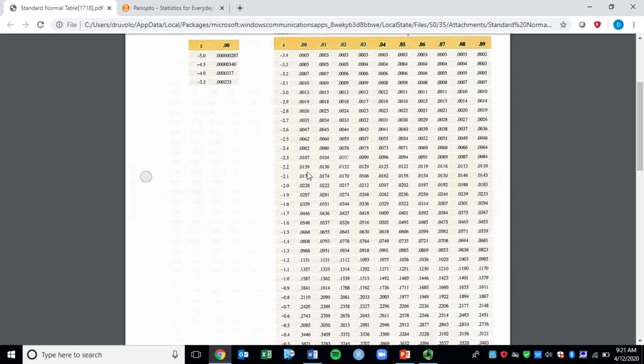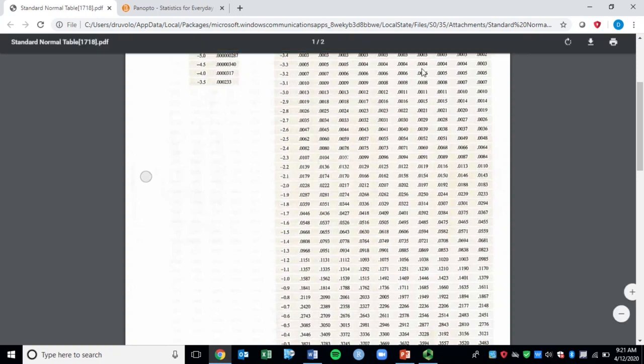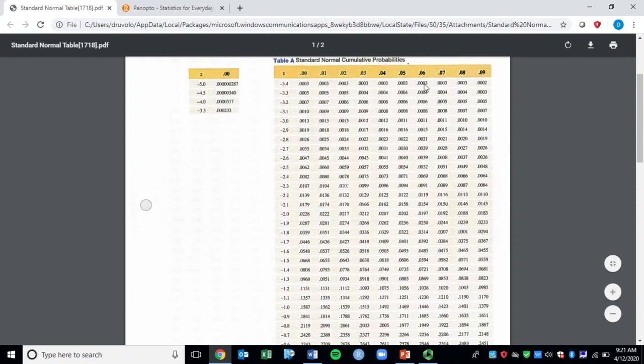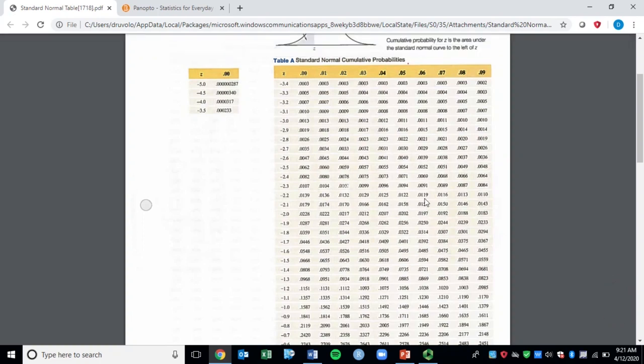Negative 2.2, and over here is 0.06. Negative 2.26. Do you see the value there? I got here 0.0119. So I'm writing that down. Okay. So those are the two values that we're going to need, and we're going to have to do a little subtracting.